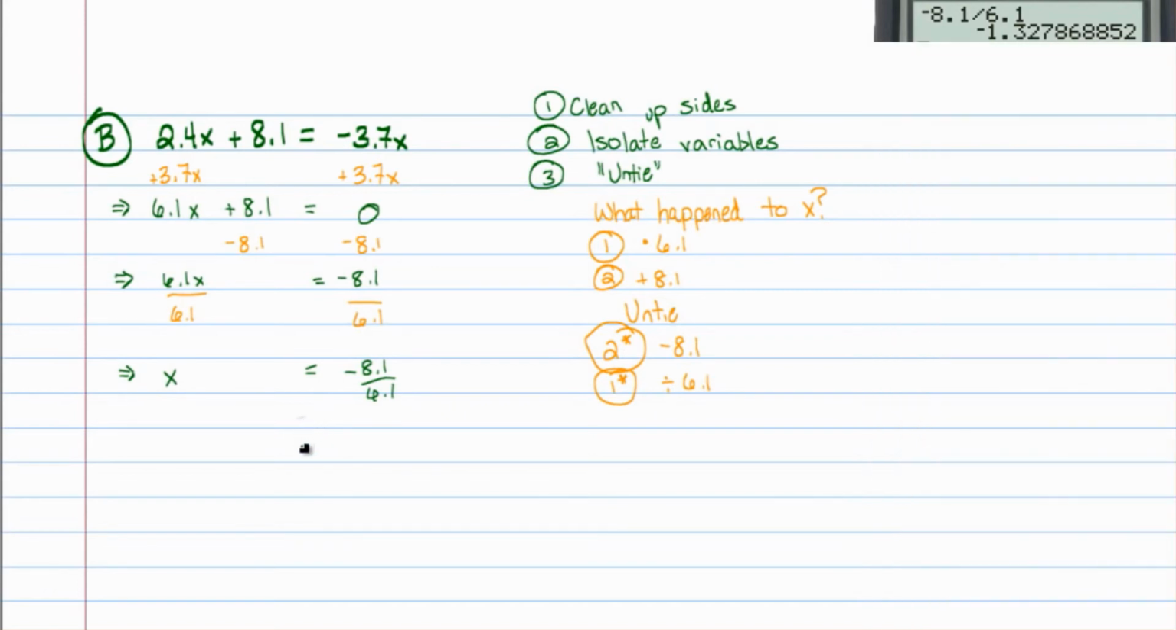When you're doing this, it's roughly equal to negative 1.33. It's not exactly equal to it. So it's very important that you let people know it's roughly equal to negative 1.33.